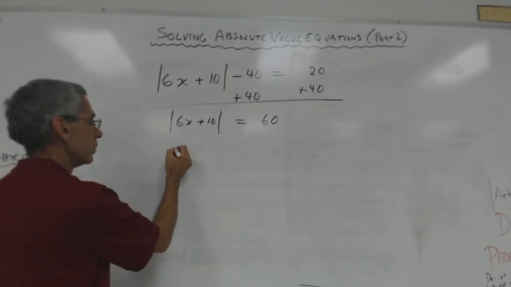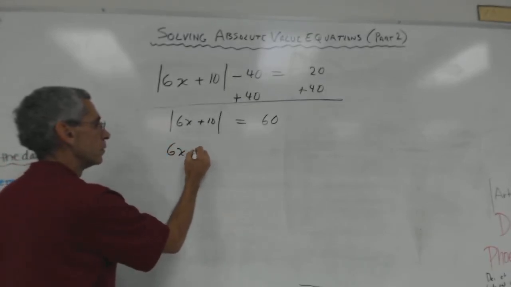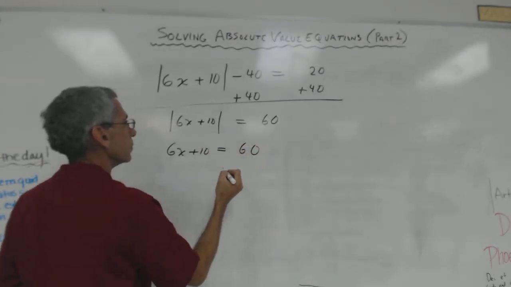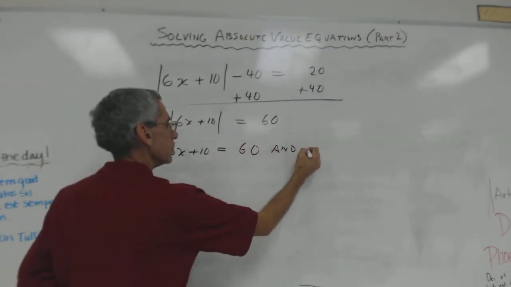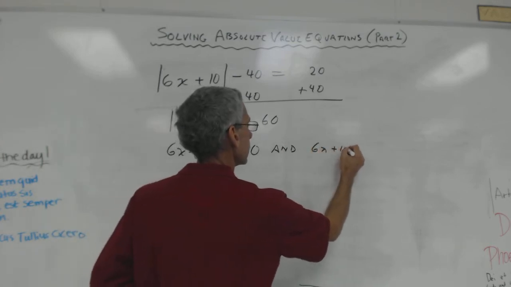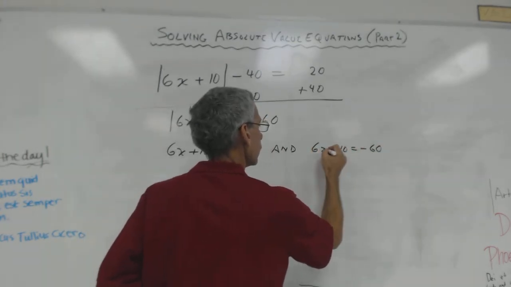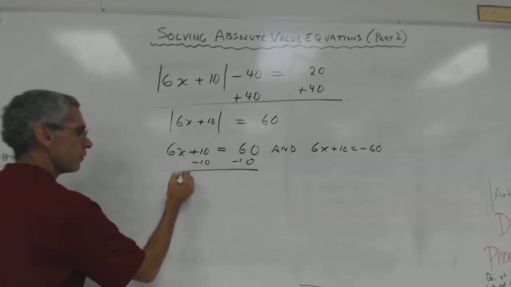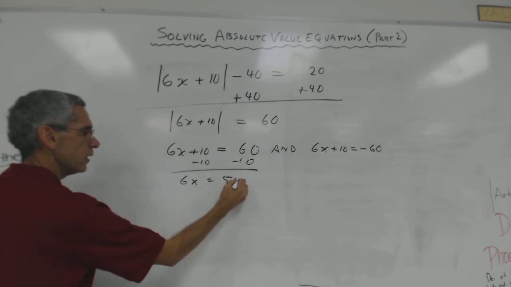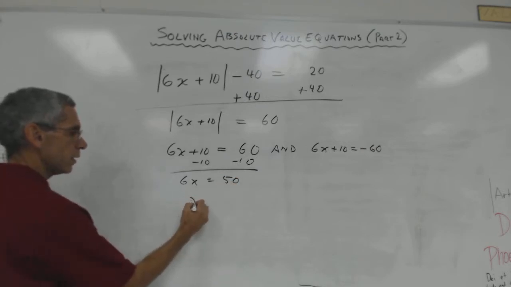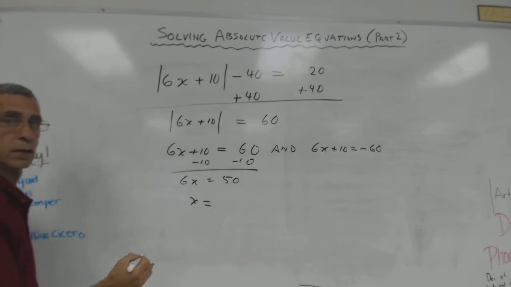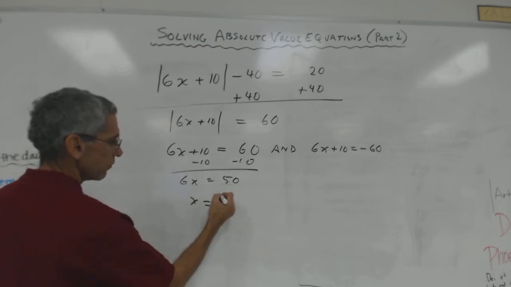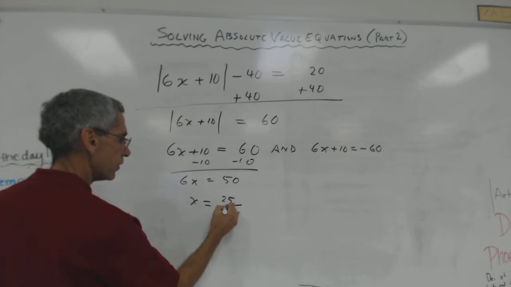You have to do 6x plus 10 equals 60, and 6x plus 10 equals negative 60. Okay, beautiful. And then I just solve it, right? Yep. Subtract 10, subtract 10. I've got 6x is equal to 50. X is equal to what? 25 thirds, is that what you said? Okay, right, because 50 over 6 would be 25 thirds, thank you.